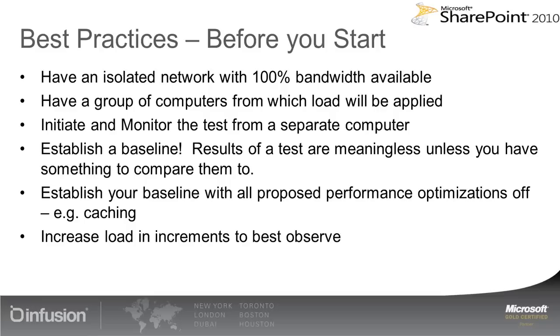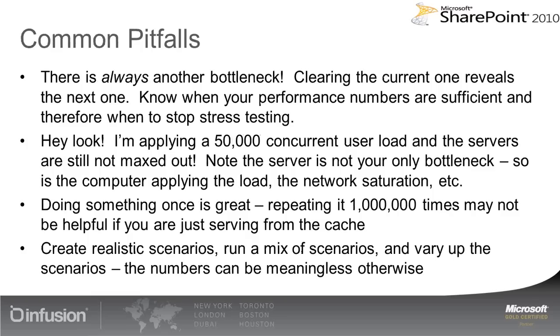And please, if you're going to compare, you need to establish a baseline. Again, the results are meaningless unless you have something to compare them to. And please start your baseline with all performance optimizations off. For example, the publishing infrastructure has built-in caching. Turn it off, because you're not going to find your bottlenecks if everything gets cached and everything looks really good. Increase the load in increments, like, step it up and see how much pressure the thing can take before it breaks.